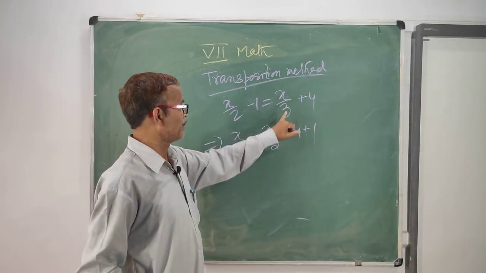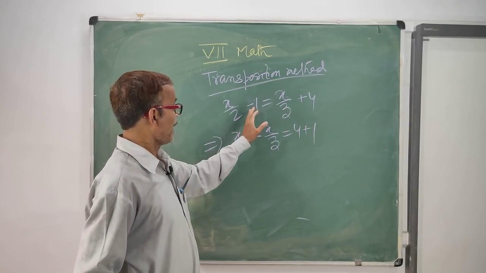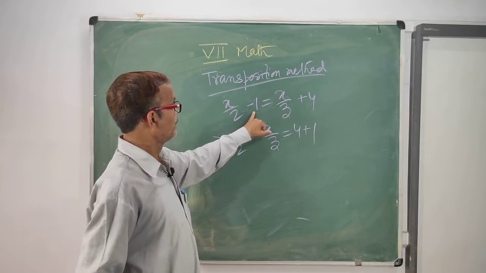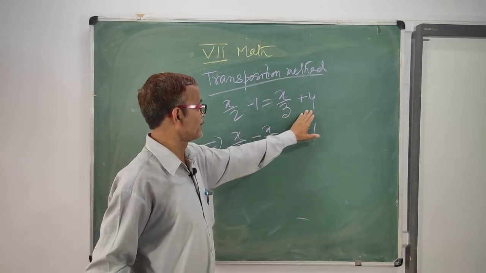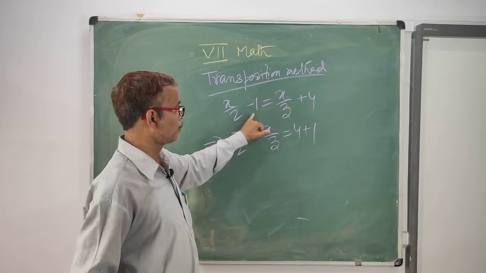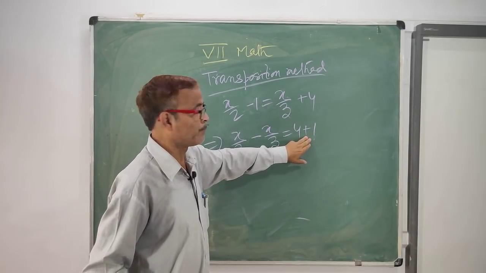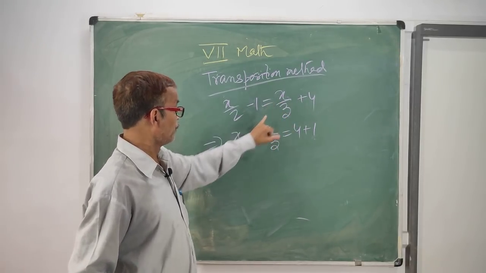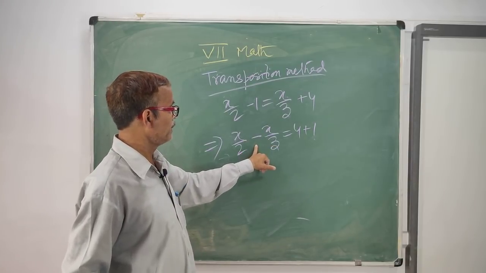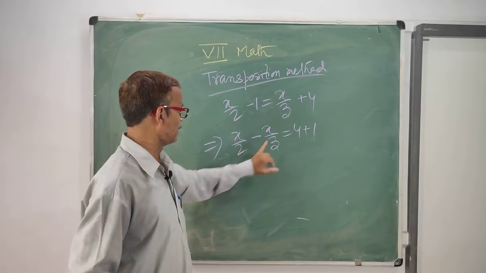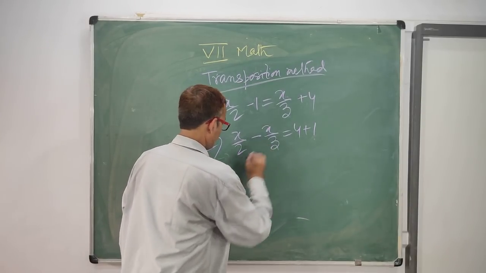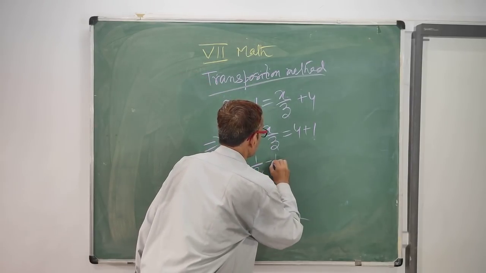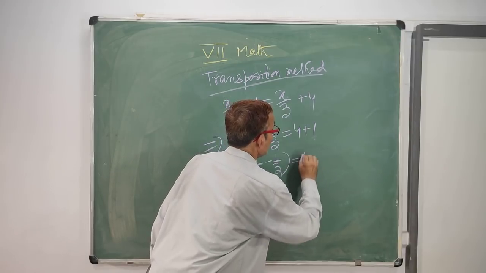Here we have shifted x by 3 from the right hand side to the left hand side and minus 1 from the left hand side to the right hand side. When you shift minus 1 from the left hand side to the right hand side, the sign will change. Here minus 1, and on the right hand side it will be plus 1. Here x by 3 is positive. When you transpose it to the left hand side it will be minus. So x by 3. Here you take x common, 1 by 2 minus 1 by 3 is equal to 5.